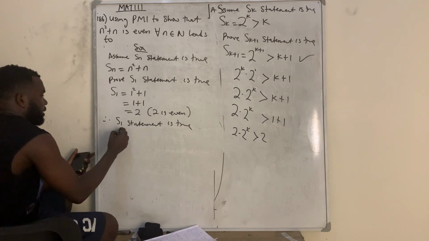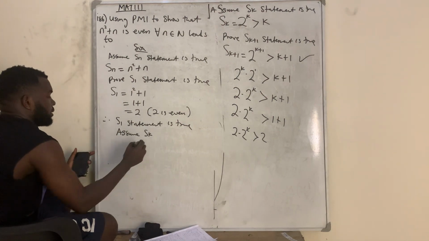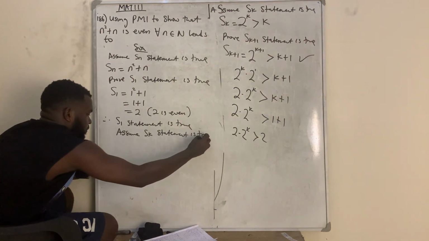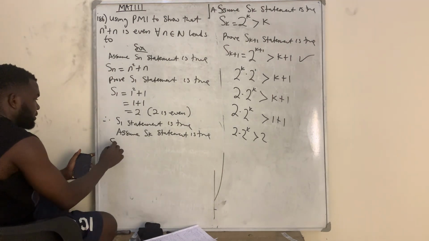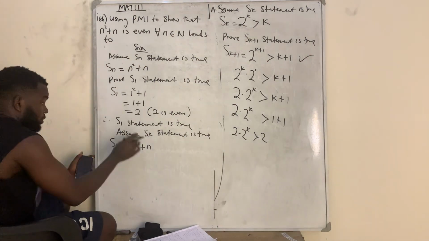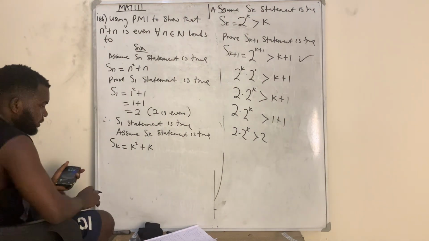You assume SK. Assume the SK statement is true. Okay, so the SK statement is now that SK is equal to k squared plus k. K squared plus k. All right.